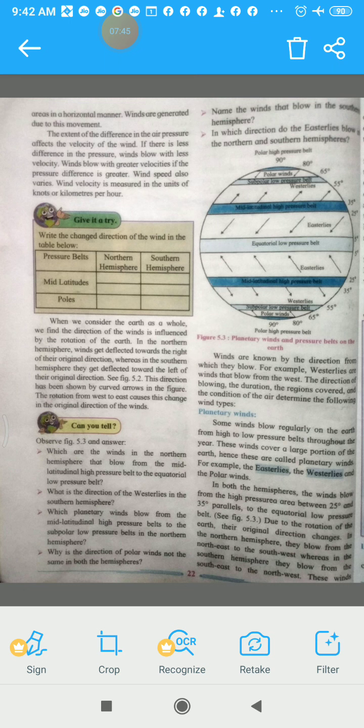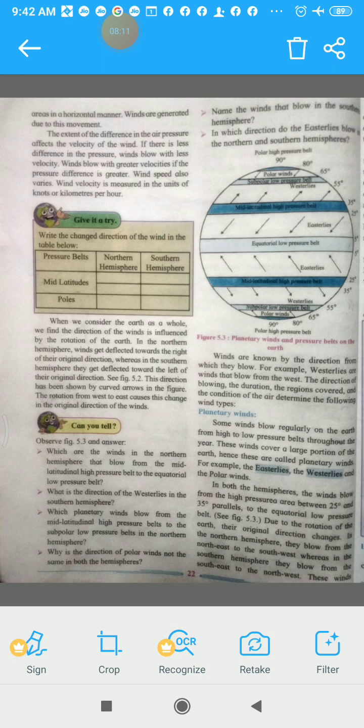Now let us come to figure 5.3. We are going to study now the types of winds. See the paragraph. Winds are known by the direction from which they blow. So there are types of winds and they are known by what? By the direction in which they blow. For example, westerlies are winds that blow from the west.